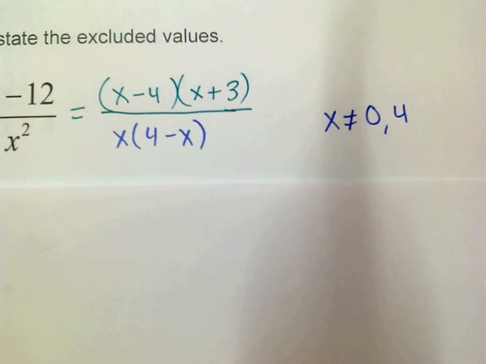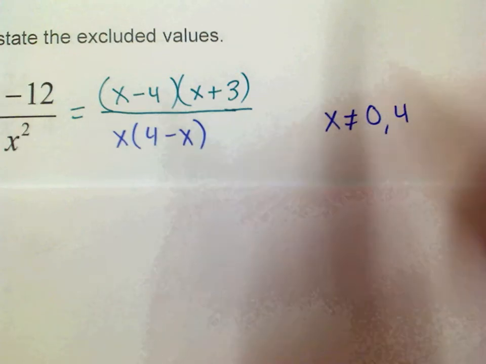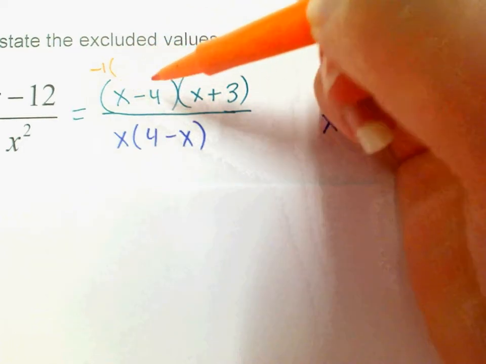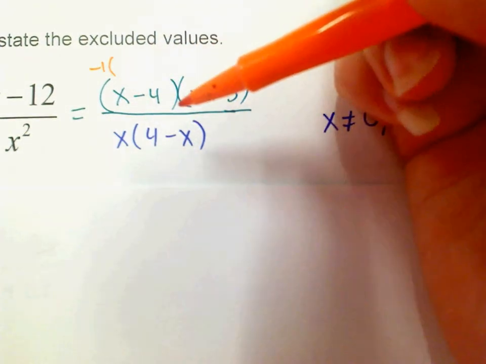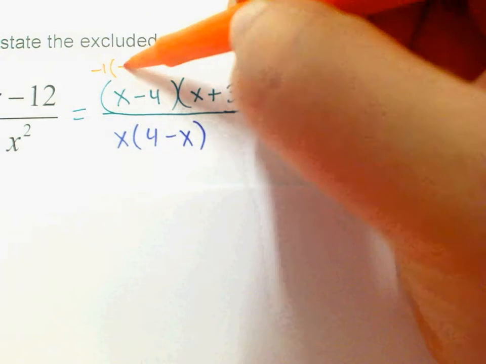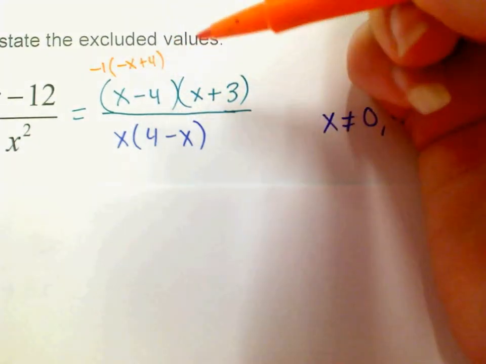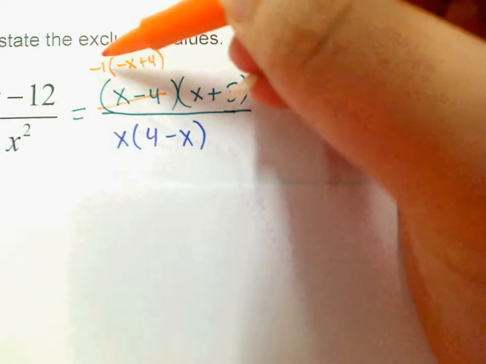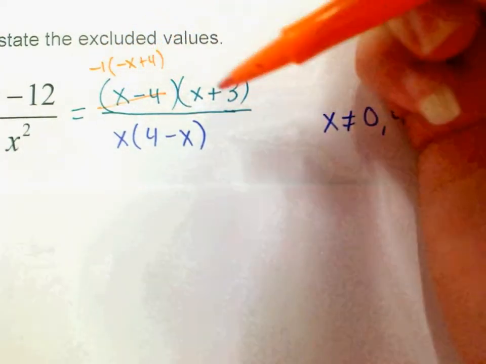Okay, does anything simplify? We've got x minus 4, we've got 4 minus x. They are almost the same thing, but they're not. But what if I factor out a negative 1 from x minus 4? What would that become? Negative x plus 4. I hope you're writing that down. So I factored out a negative 1, and I'm left with negative x plus 4, right? Isn't that the same thing as 4 minus x?